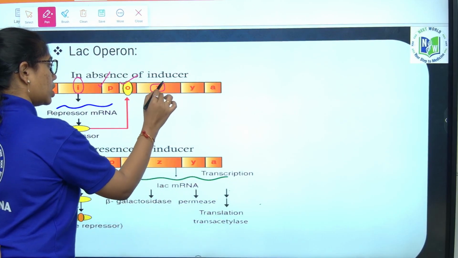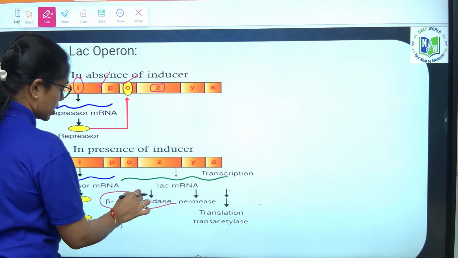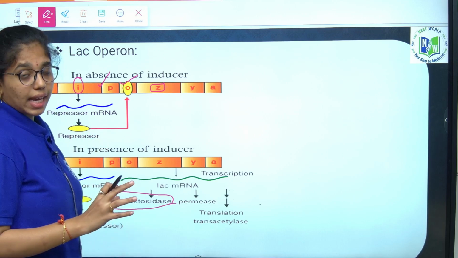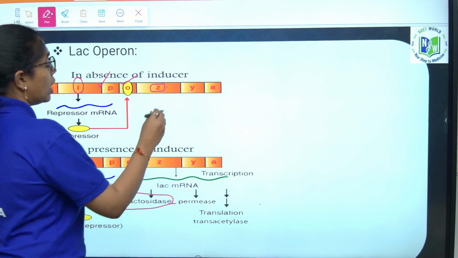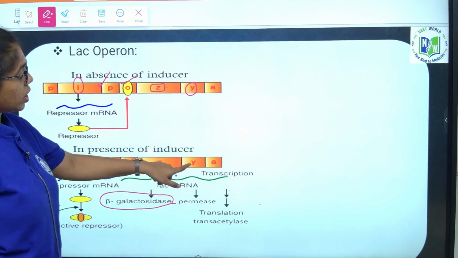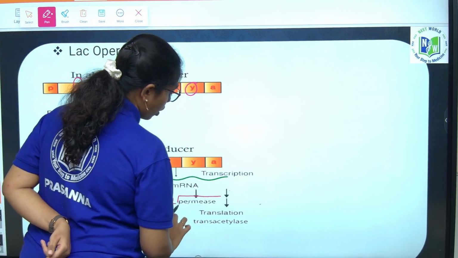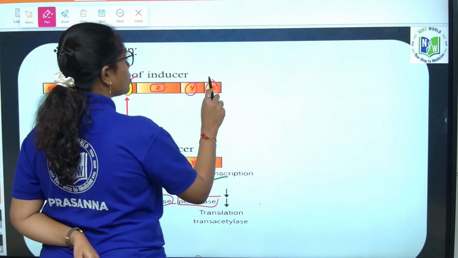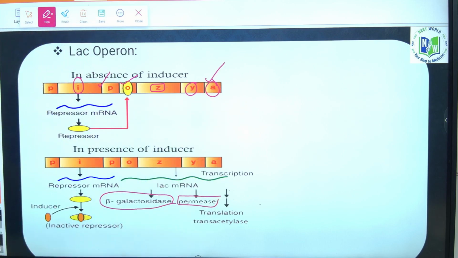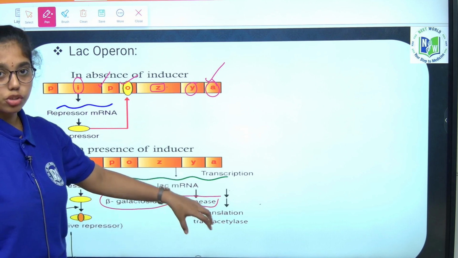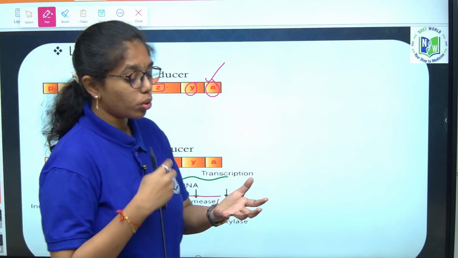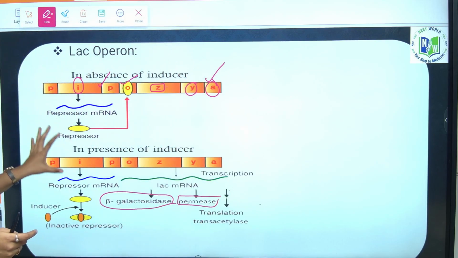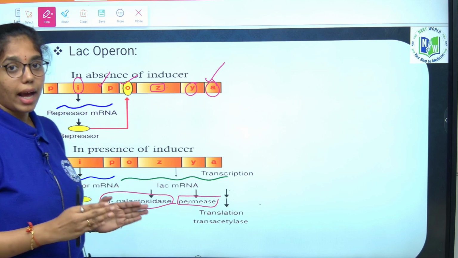Z structural gene is coding for what? Beta galactosidase. The activity of beta galactosidase is to cleave the disaccharide into galactose and glucose. Next comes the Y gene. Y gene is coding for what? Permease. Its activity is to increase the permeability of lactose into the cell. Lastly, the A structural gene is coding for what? Trans-acetylase. What does trans-acetylase do? It will add acetyl-CoA groups to glucoside, lactoside and galactoside, so that they will not re-enter the same mechanism. So this is all about the Lac Operon model.